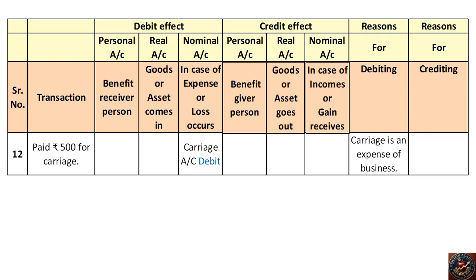The credit side. Cash is a real asset. When we pay for transportation, cash moves away from our cash box. According to the real account rule, we credit what goes out. Therefore, we credit cash account. The reason for crediting is cash goes out from the business.